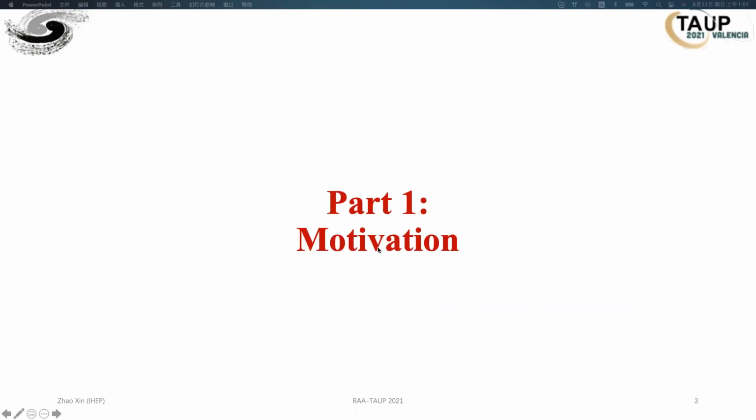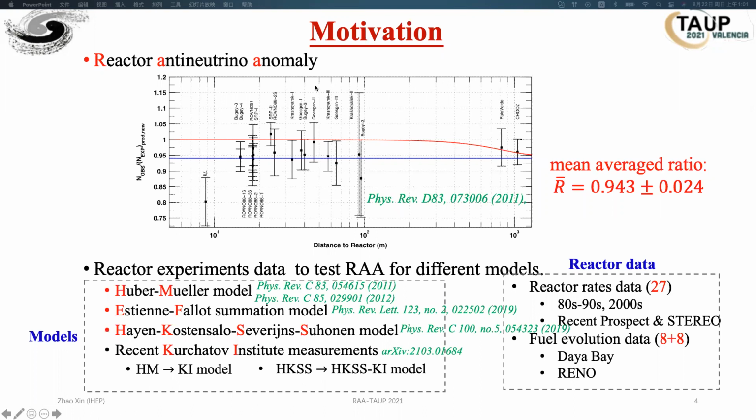Here is part one, the motivation. Reactor antineutrino anomaly, also known as RAA, was introduced a decade ago in this reference, which illustrates a deficit of event rate between experimental measurement and model prediction. We use reactor experiments data to test RAA for different models. Here are the models we considered in this work. In this work, for the reactor experimental data, we consider both reactor rates data and the fuel evolution data.